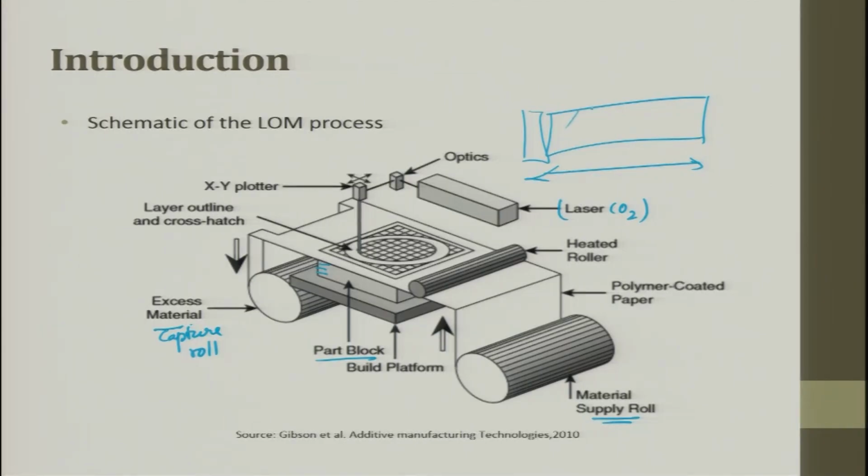Okay. And here what happens, all these things are now heated, and then it becomes sticky, and when the next layer comes, this is the roller, and the next layer will just stick on top of it, and then you form the other layer. So, this is why we use a heated roller. The entire process is called laminated object manufacturing.